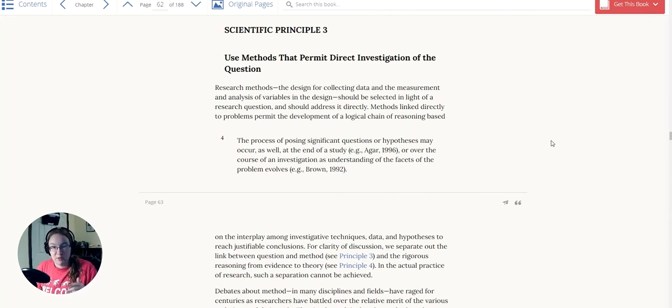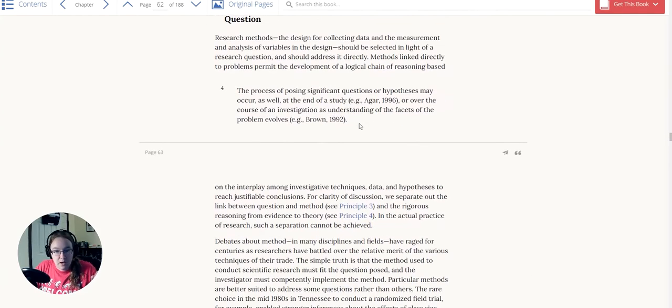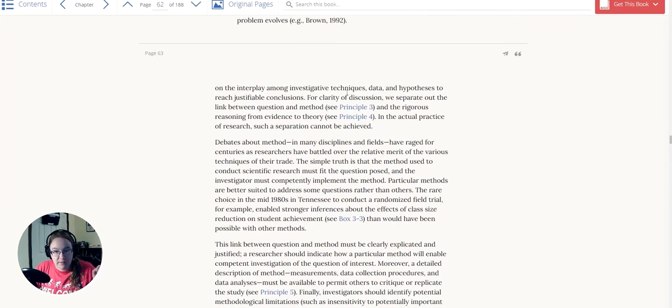We'll get to the fourth principle in the next video, but the third principle is: use methods that permit direct investigation of the question. Let's read here. Research methods, the design for collecting data and the measurement and analysis of variables in the design, should be selected in light of the research question and should address it directly. Methods linked directly to the problems permit the development of a logical chain of reasoning based on the interplay among investigative techniques, data, and hypotheses to reach justifiable conclusions.